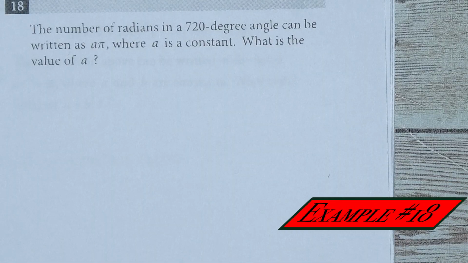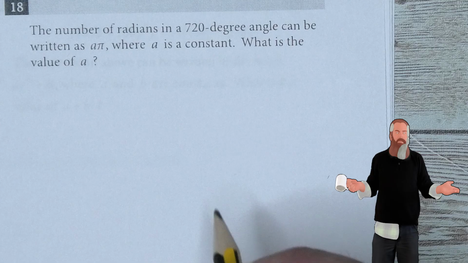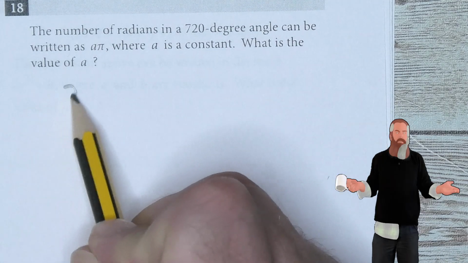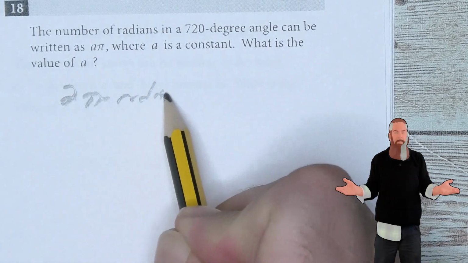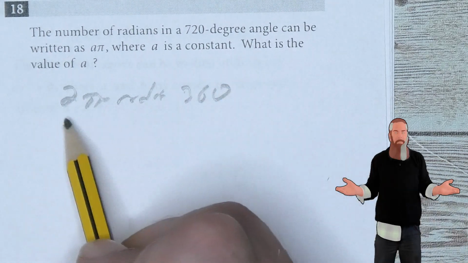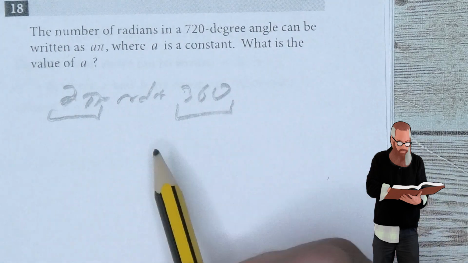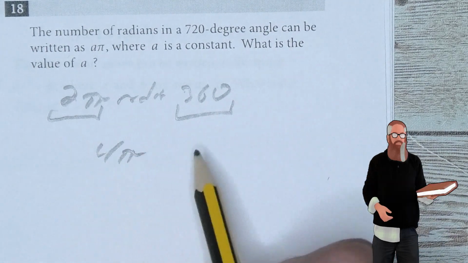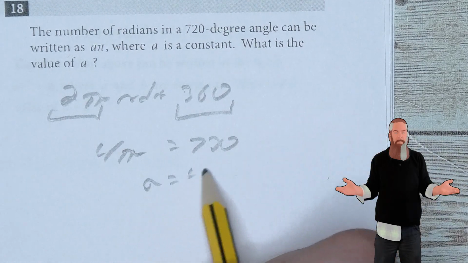The number of radians in a 720 degree angle can be written as A pi, where A is a constant. What is the value of A? This starts out with the idea of just being able to say that 2 pi in radians is going to be 360 degrees, or just simply being able to recognize 2 pi is 360 degrees. So this means that 4 pi is equal to 720 degrees. So that means that A would be 4.